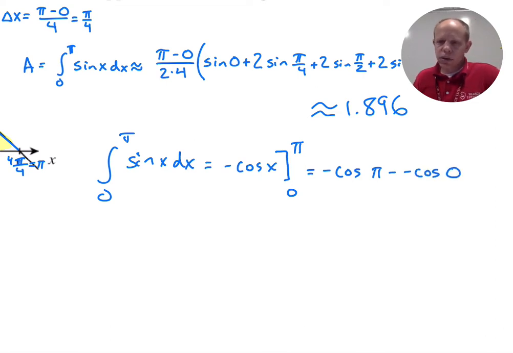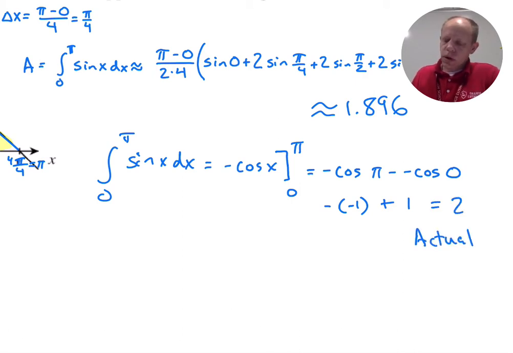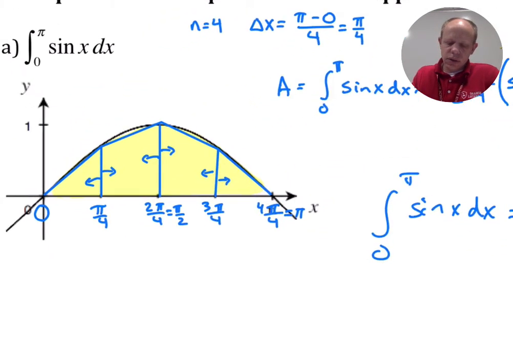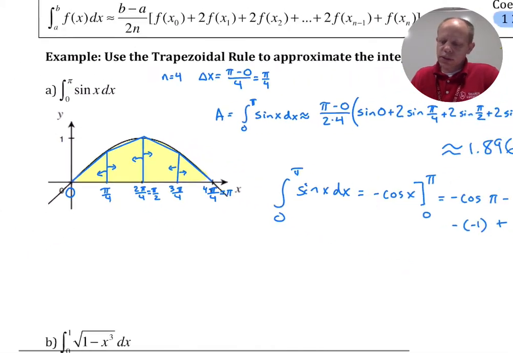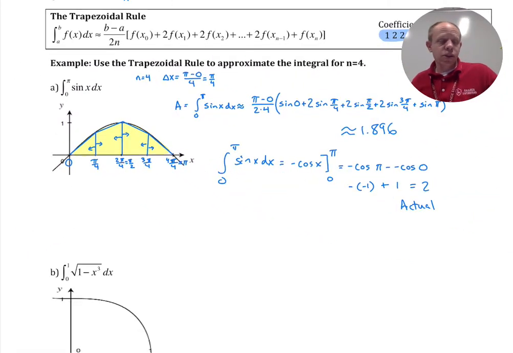And if you think about cosine of pi, that is negative 1. And then cosine of 0 is 1. And so the actual answer is 2. So our approximation is just a little bit of an underestimate. And you can see that when you draw those trapezoids. But it's a pretty good approximation, and it's a lot better than you'd get with rectangles.